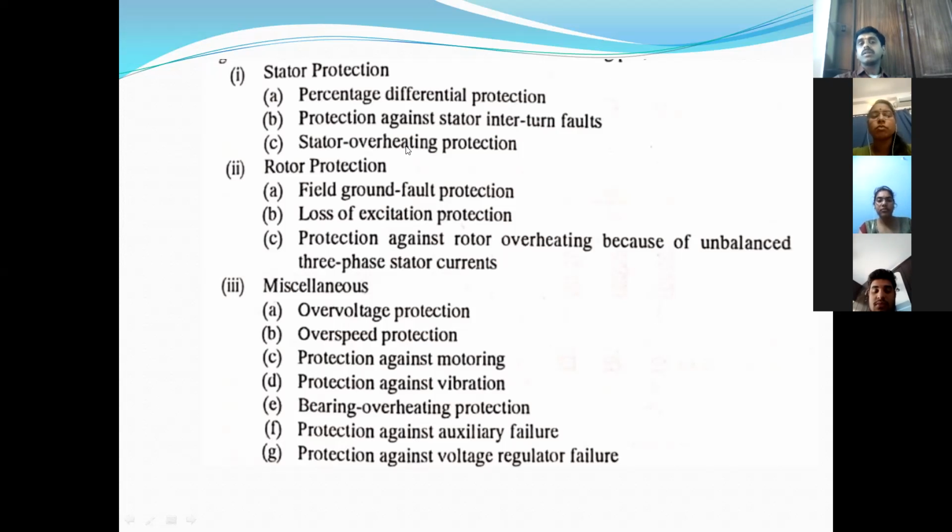In our syllabus, we have differential protection, interturn fault protection, stator and rotor overheating protection, and field loss of excitation protection. These we are going to address in this, and the remaining are not there in our syllabus.